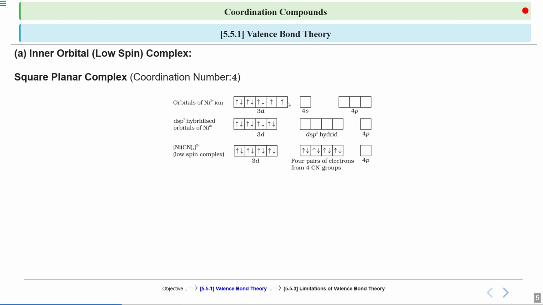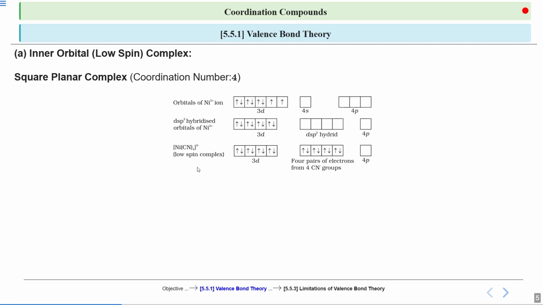And after the pairing up, we obtain one 3d orbital as an empty orbital to undergo hybridization to form the dsp2 hybrid orbitals. So one d orbital, one 4s and two p orbitals are going to provide us the hybrid orbitals of dsp2, where the 4 cyanide ion ligands are going to donate their electrons in this manner.